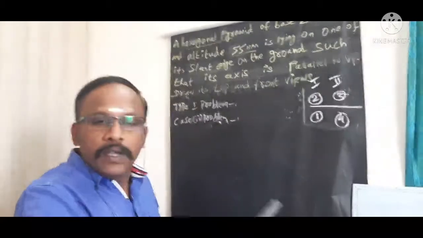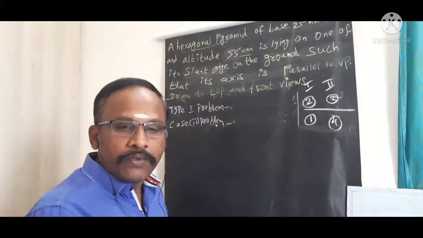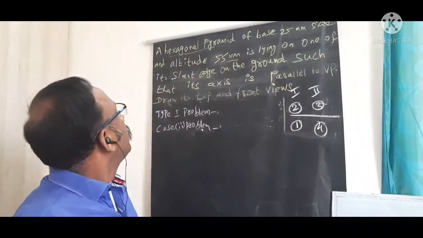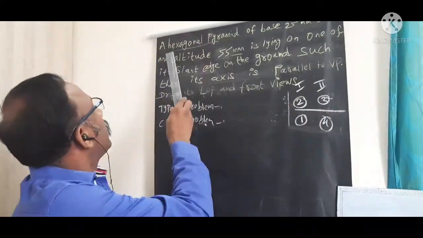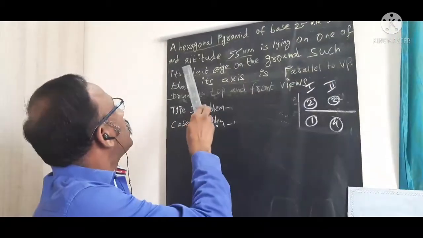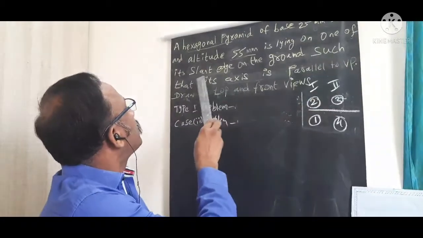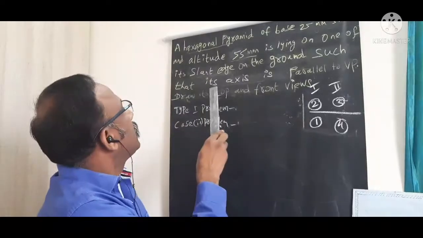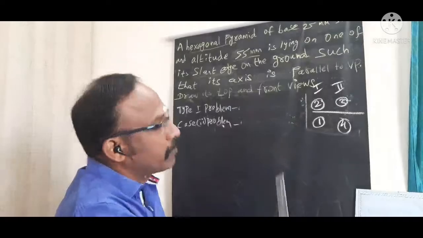Okay, welcome to online class on engineering drawing. Today we are going to discuss the projection of solids. We consider a hexagonal pyramid. So the given problem is a hexagonal pyramid of base 25 mm side and altitude 55 mm, lying on one of its slant edges on the ground such that its axis is parallel to VP. Draw its top and front views.